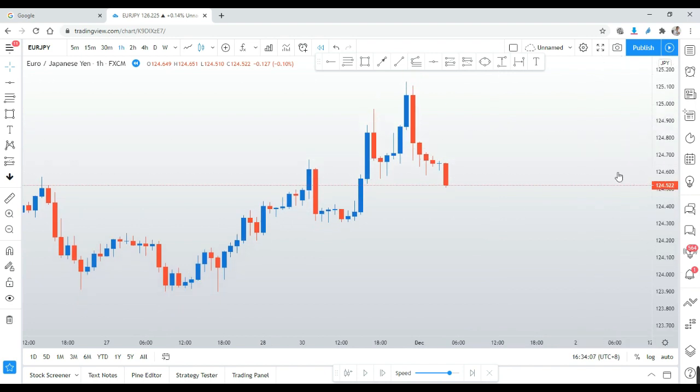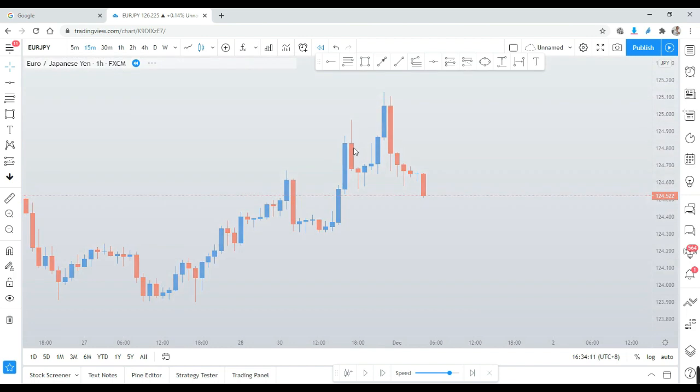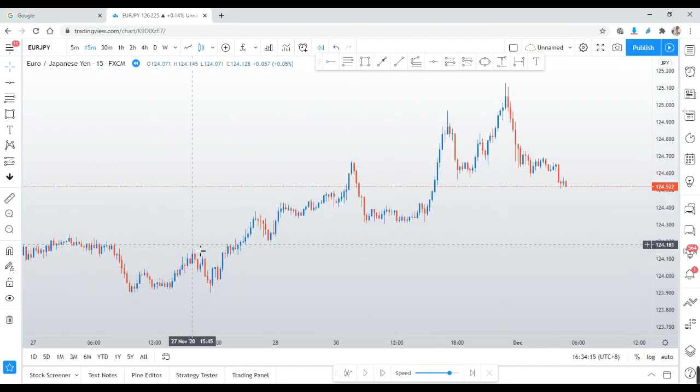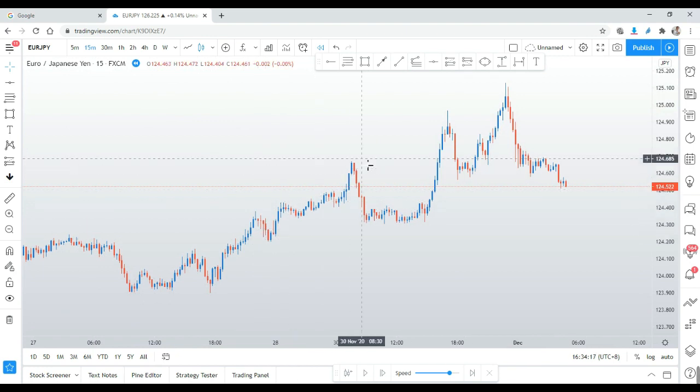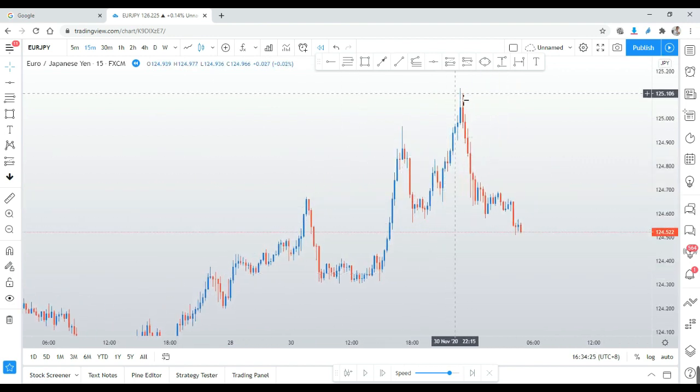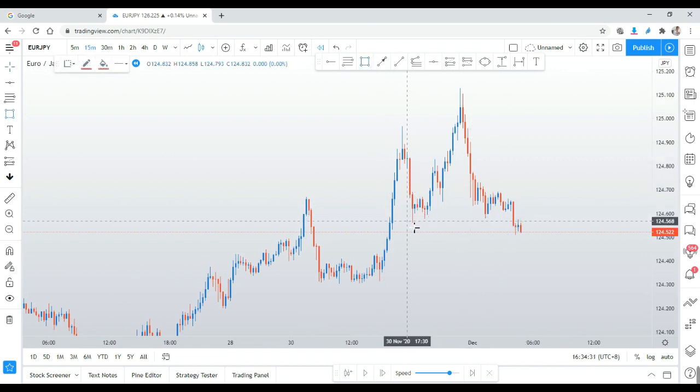First of all, we are looking at the 1 hour, or even better if you can switch it to 15 minutes. A lot of people will think that this is a QML setup, because the price is moving in higher highs and higher lows, making an ultimate high before it drops and breaks the previous low. A lot of traders or newbies will think that this is definitely a QML over here.